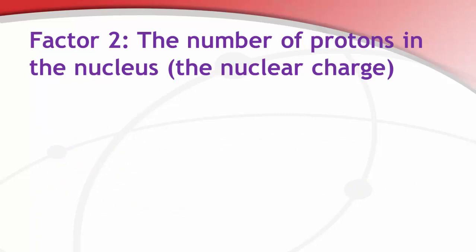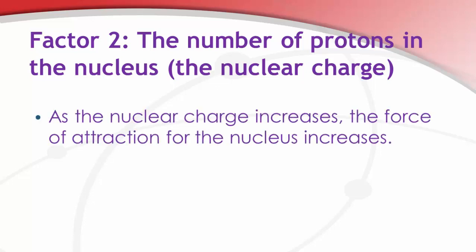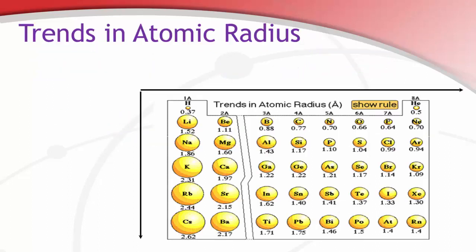Now, the other factor which we can consider is the number of protons in the nucleus, or the nuclear charge. Again, Coulomb's law suggests that that will be proportional. So as the nuclear charge increases, the force of attraction between the nucleus and the electron increases. Now, what we're going to see then is that force is going to pull electrons closer if that force is higher. And we can measure this in terms of the atomic radius, the radius of the atom itself.